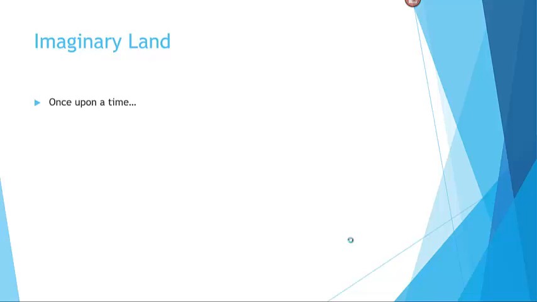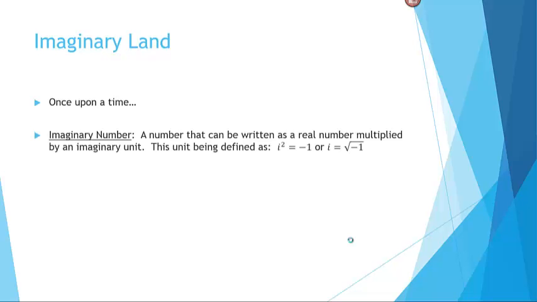So in imaginary land, once upon a time, somebody created an imaginary number. An imaginary number is a number that can be written as a real number multiplied by an imaginary unit. This unit is defined as i squared equals -1, or i equals the square root of -1. So the square root of -25 would just be 5i. Not too difficult.